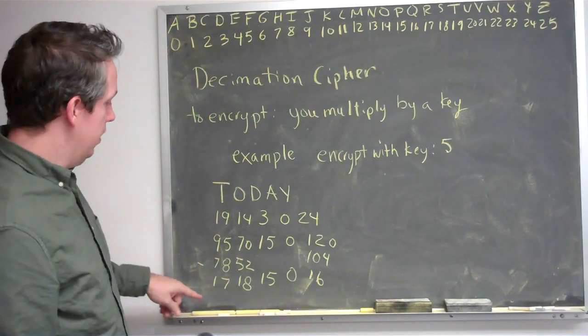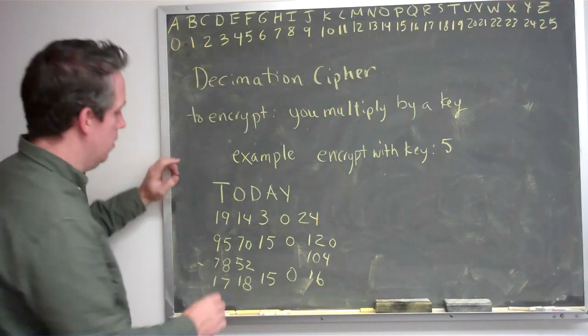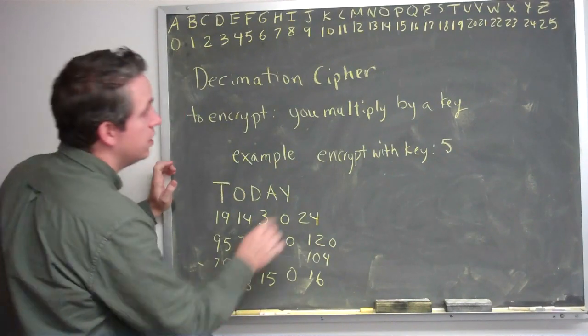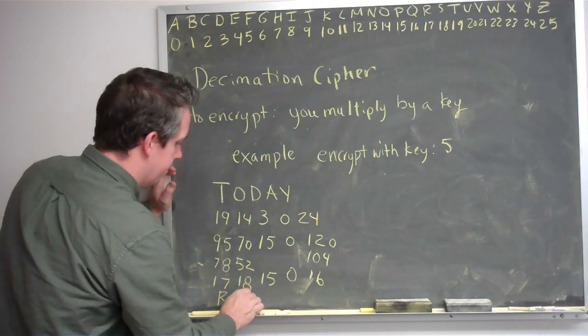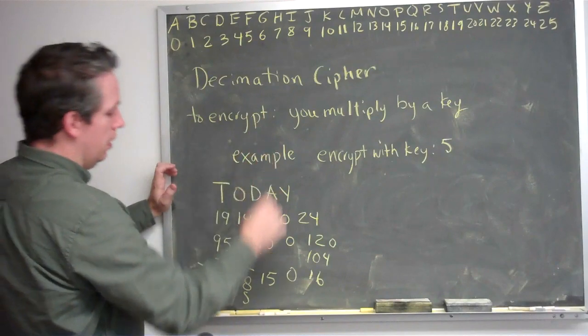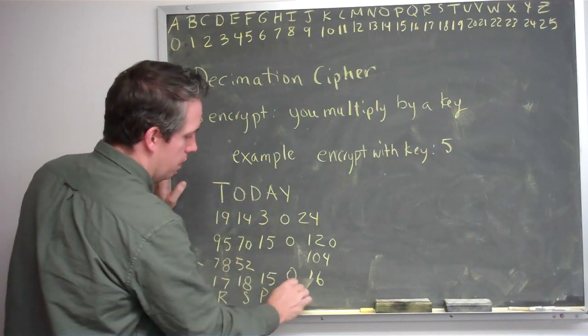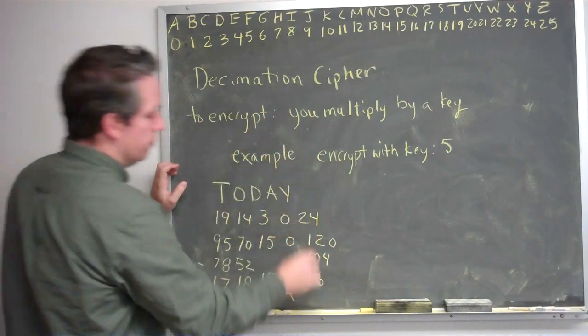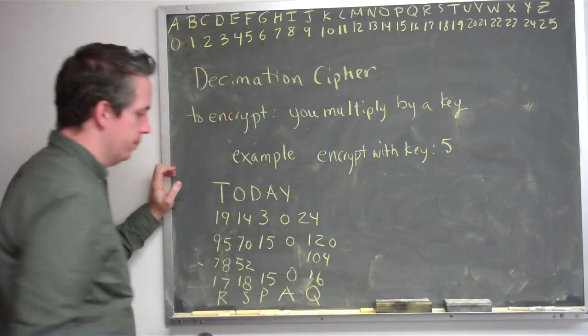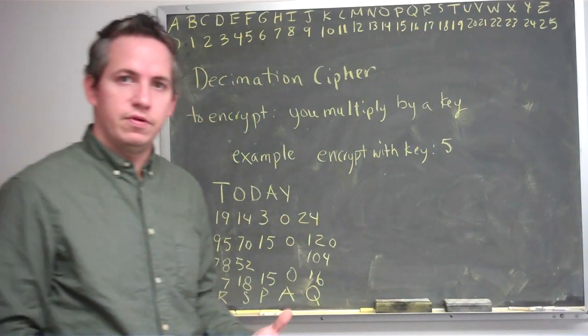Now these correspond to the letters: 17 which is R, 18 which is S, 15 which is P, 0 which is A, and 16 which is Q. So for encryption for the decimation cipher, not half bad.